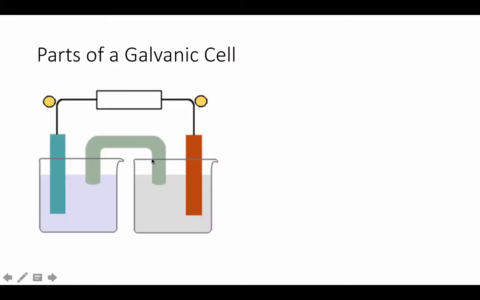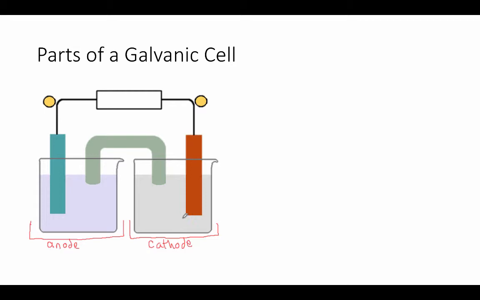So this is a standard drawing of a galvanic cell. And some of the things that you'll notice are these two compartments here. There's a compartment down here, and there's a compartment down here. When I draw a galvanic cell, I usually draw my anode on the left and my cathode on the right. So the compartment on the left is called the anode, and the one on the right is called the cathode.